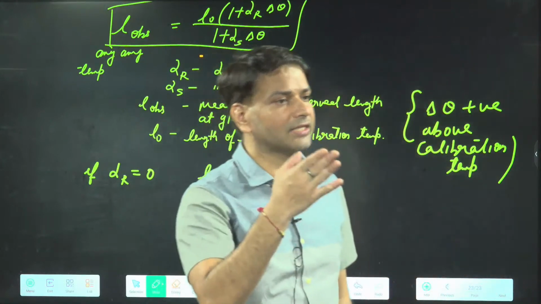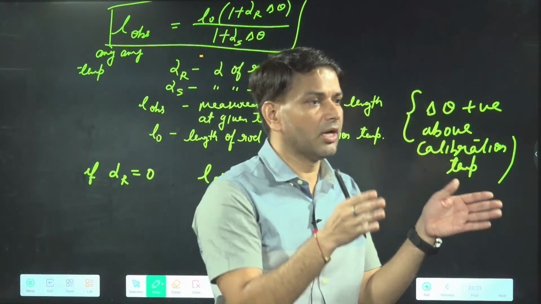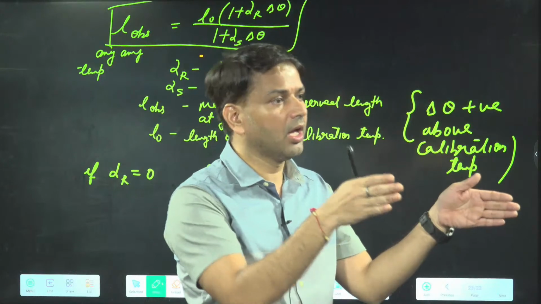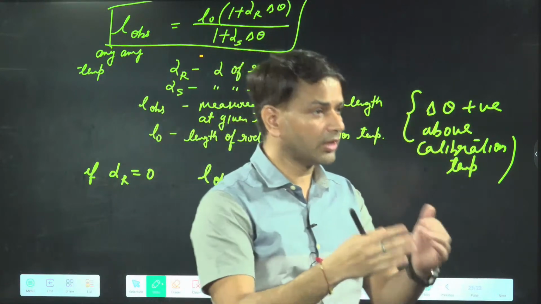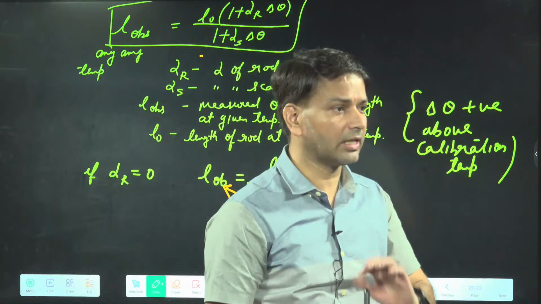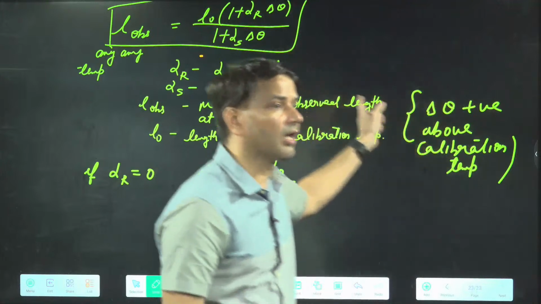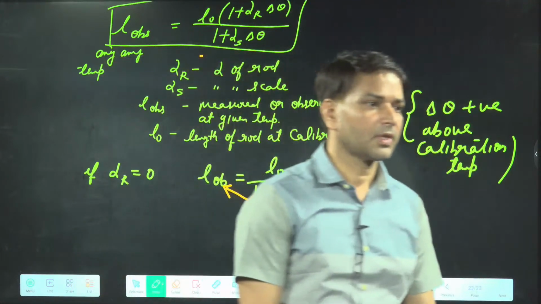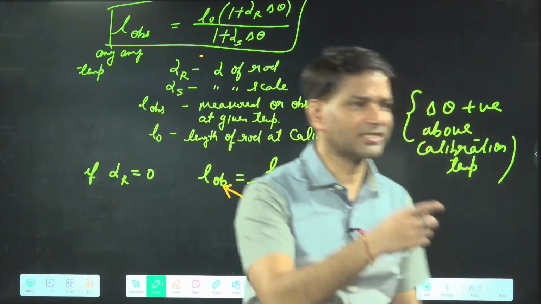But the actual length will be what? More than observed. Why? Suppose the actual length is L naught. I am using it above the calibration temperature. What will happen? It will thermally expand, so the actual length will come more than the calibration length. But the observed length will come as the calibration length. Why? Because alpha scale and alpha rod are the same. So just try that exercise problem.